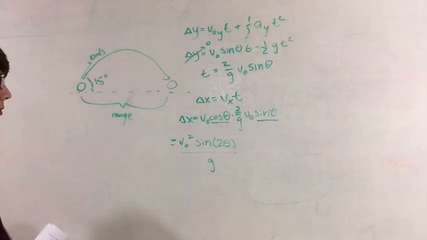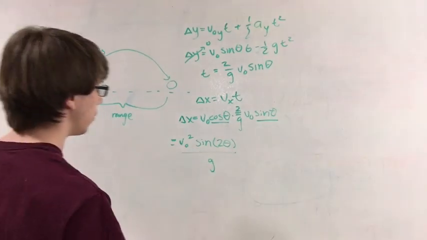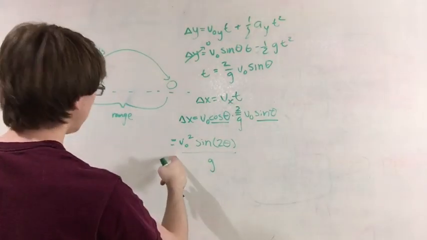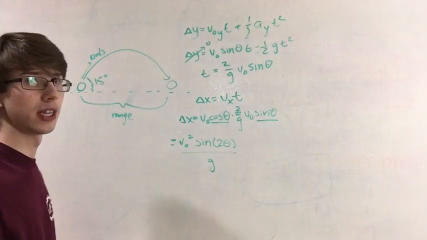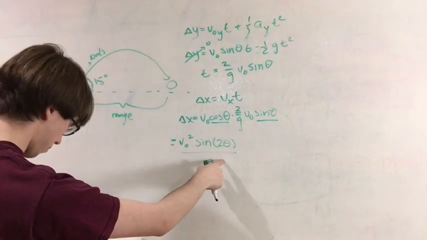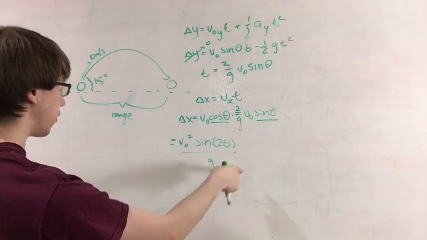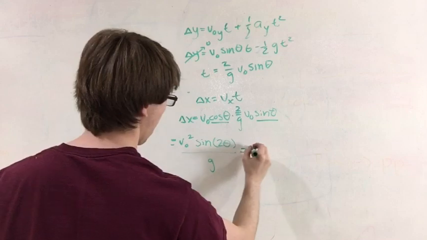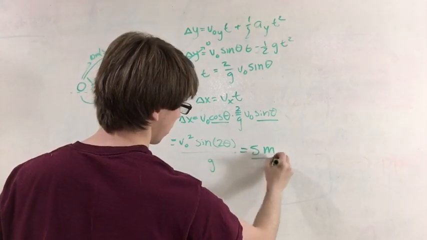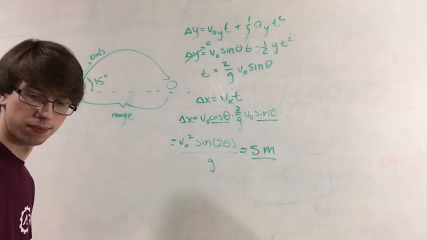So now let's plug in what we know. We know our initial speed and we know our angle. V naught is 10, 10 squared is 100, 100 divided by 10, because we have g, is 10. Sine of 2 theta, well, sine of 30 is 1/2, so that's 10 divided by 2, so that's 5. So our range is 5 meters.